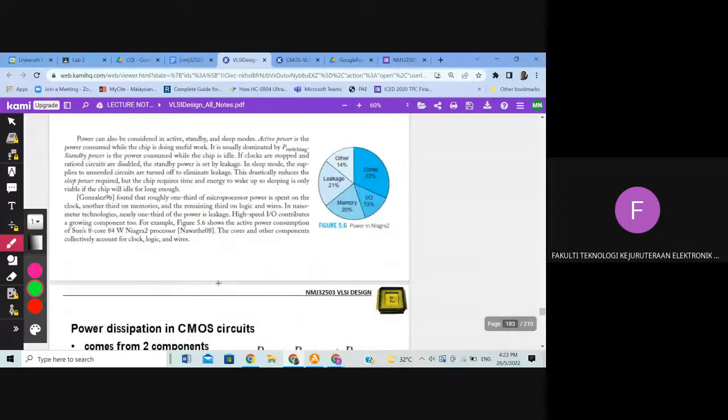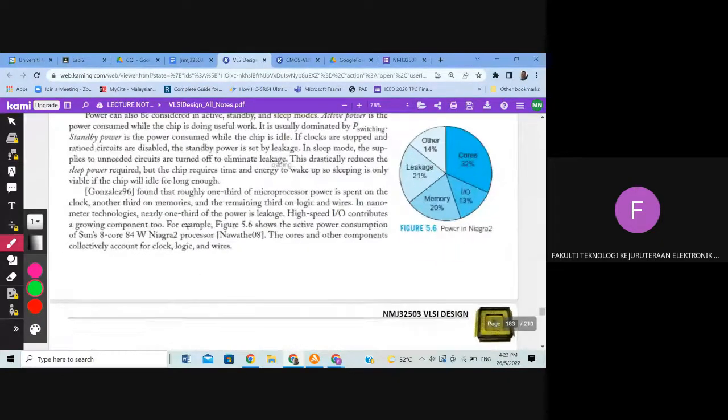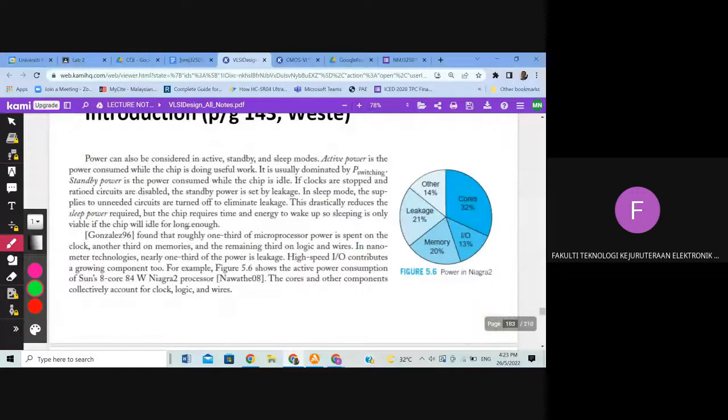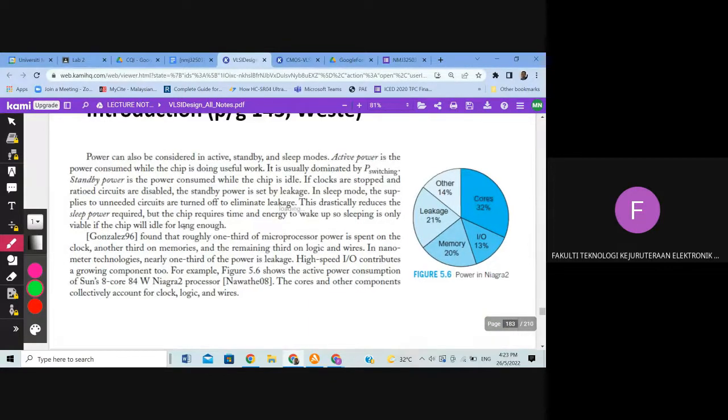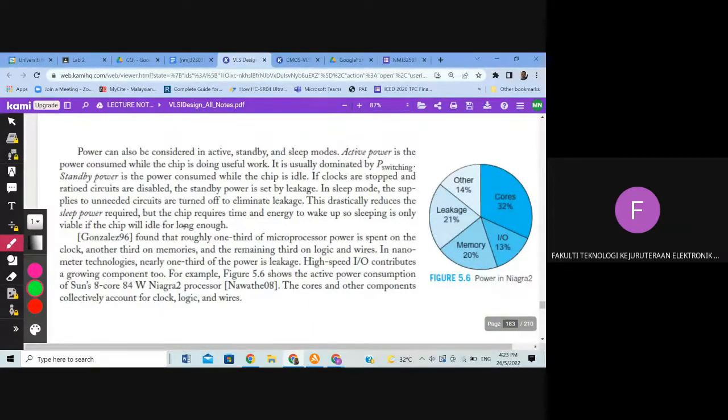So let's have a look. We read these two paragraphs. It's very good for everyone to know. I give you time again to read and have a brief understanding of this before we discuss.